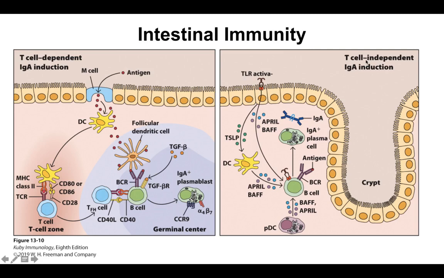If you don't have a T cell response, so you have T cell independent production of IgA, you get B cells that are activated through the B cell receptor and also have these factors that are made, such as APRIL and BAFF, that help kind of promote the production of a plasma cell that's going to make IgA.